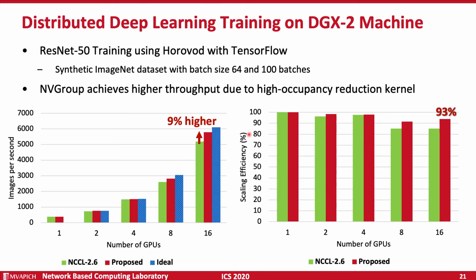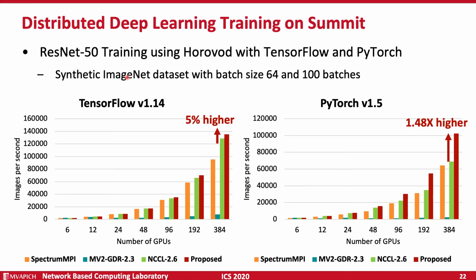At the application level, we tried ResNet-50 training using Horovod with TensorFlow. This is on the DGX-2 machine. We were using the synthetic ImageNet dataset with batch size 64 and 100 batches. We achieved around 9% higher images per second. Then we pushed the limit a little bit further compared to NCCL, and we can achieve around 93% scaling efficiency. Similarly, on the Summit system, we did the same evaluation, and for TensorFlow, we see around 5%. It's not huge, but it's consistent.